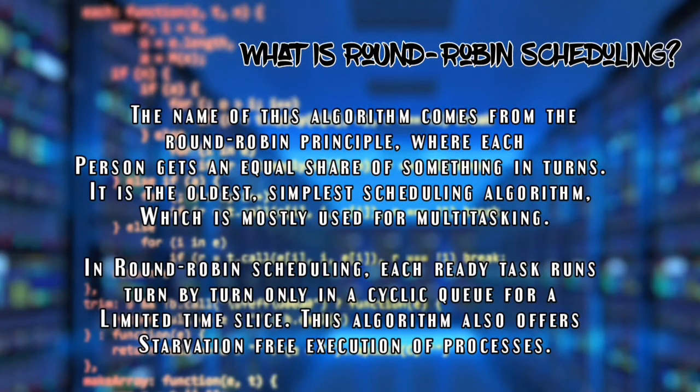What is round-robin scheduling? The name of this algorithm comes from the round-robin principle, where each person gets an equal share of something in turns. It is the oldest, simplest scheduling algorithm, which is mostly used for multitasking. In round-robin scheduling, each ready task runs, turn by turn, only in a cyclic queue for a limited time slice. This algorithm also offers starvation-free execution of processes.